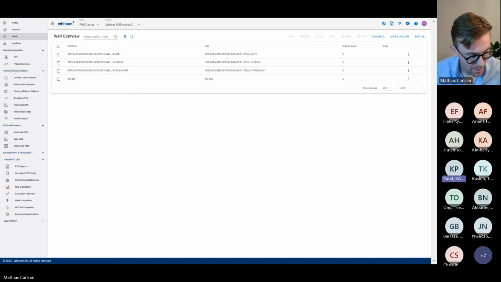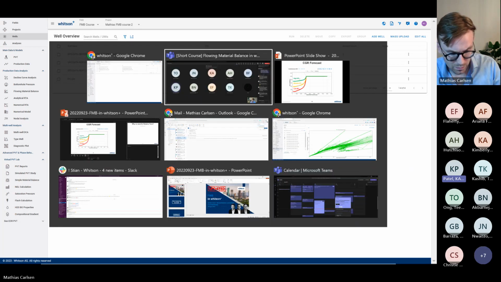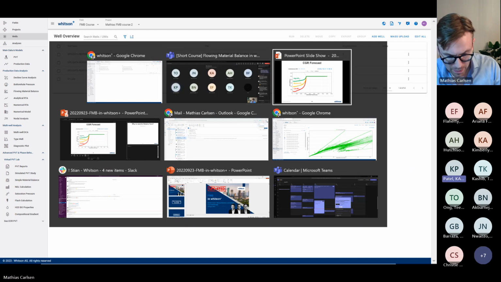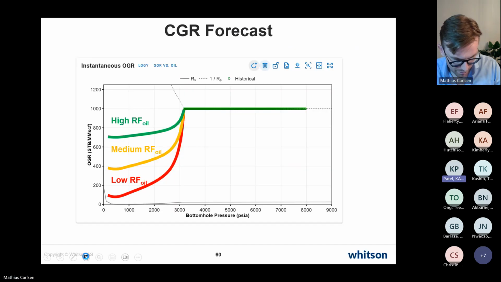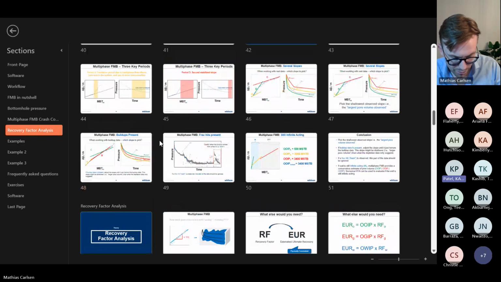Matthias, one question, in the flowing FMB, while putting the slope, why did you select the early part? Why not the late part, which we know will be the boundary dominated? You just selected the initial early part to make a slope.